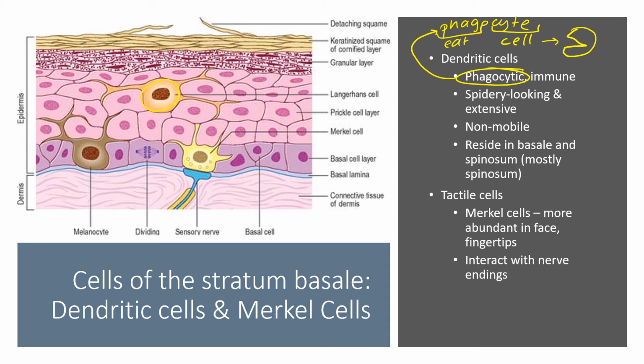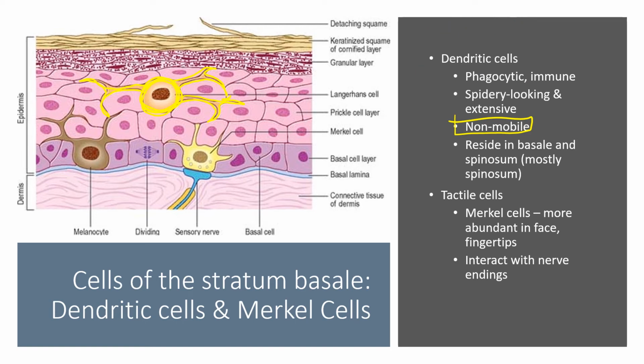You have a big sort of major body of the cell here, and then they stretch way out between lots and lots of cells so that ultimately every cell is touched by at least one arm of one of these dendritic cells. They're not mobile. They don't move around. They are resident cells of the skin, and they reside in the stratum basale as well as the stratum spinosum, but mostly the spinosum. The spinosum is this next layer superficial to the basal cell layer.